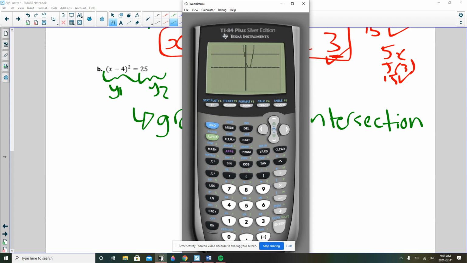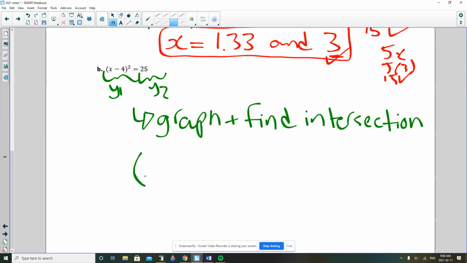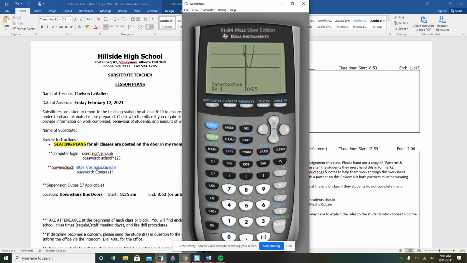And so now all I need to do on my calculator is go find the intersection. So second, calculate, intersect, number 5. First curve, enter. Second curve, enter. Guess, actually brought me right to the intersection. I'll just guess right there. It tells me there's an intersection at -1, 25. And we'll go find the next one.